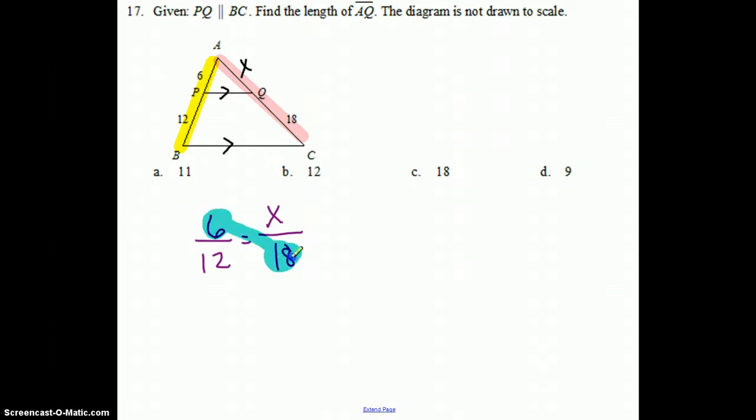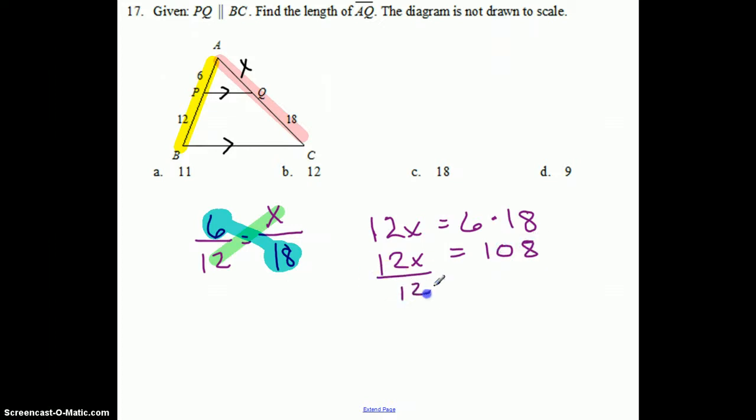And then it's all about cross multiplying. So if I go to cross multiply now, in one direction it's 12x, and the other one it's 6 times 18. So 6 times 18 is 108. If I divide it by 12, then I get x equals 9.